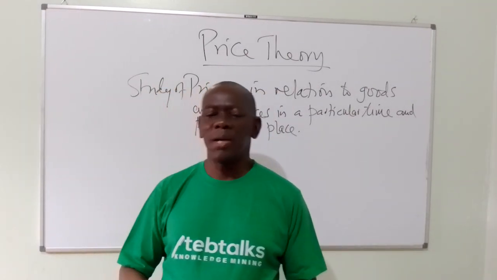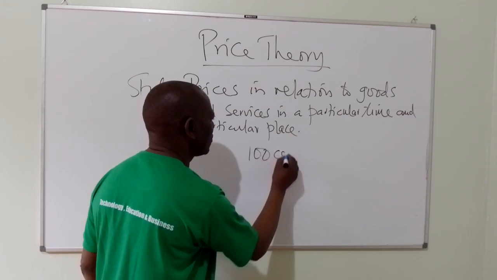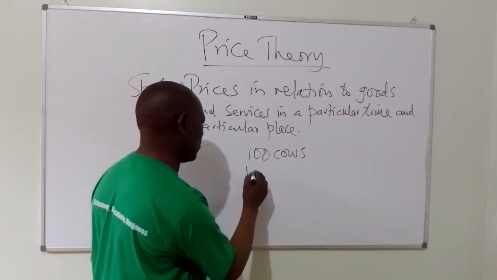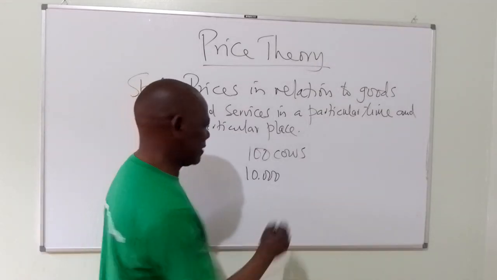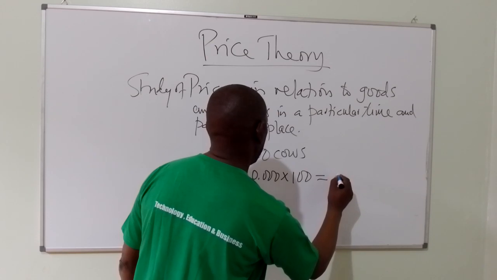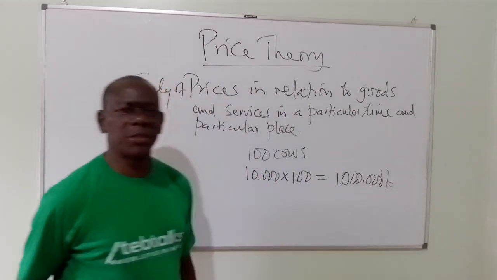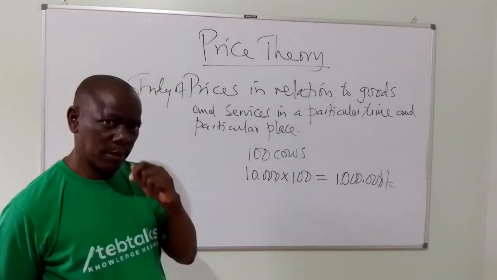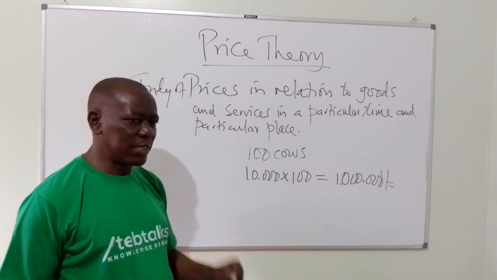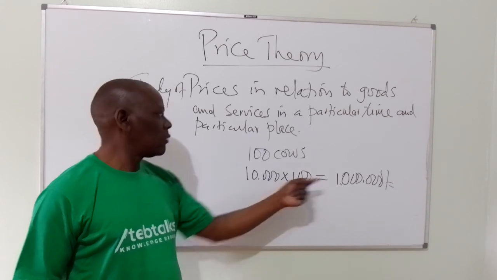If I want to have 100 cows, I have to find out the price of each, and each cow is 10,000. That means I have to multiply it by 100, and I say I need 1 million shillings to have 100 cows. So the money you need to buy the cows is out of the price, the cost of each cow. You need 1 million.